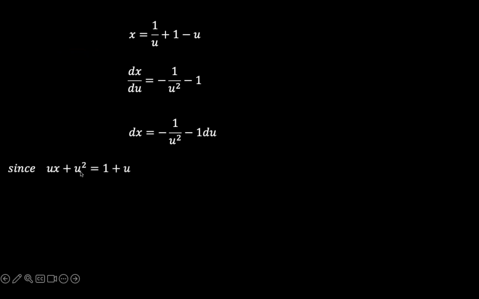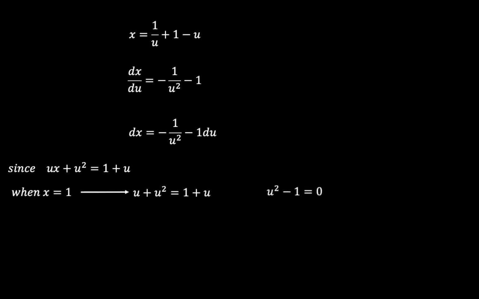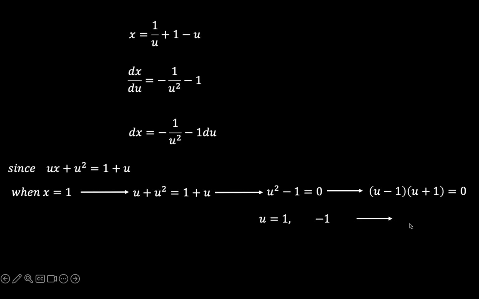Now, since ux plus u squared is equal to 1 plus u, when x equals 1, that means that u plus u squared equals 1 plus u, and therefore u squared minus 1 is equal to 0 by subtracting u from both sides. And that means that u minus 1 times u plus 1 equals 0, therefore u equals 1 or negative 1. And since we saw from our expression that u must be positive, it means that u equals 1.